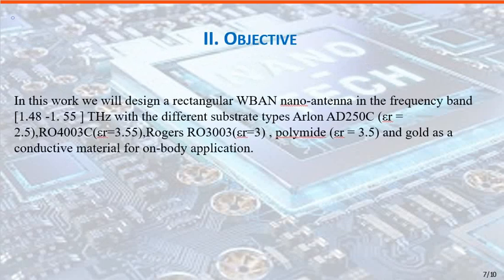The objective. In this work, we will design a rectangular wireless body area network nano antenna in the frequency band 1.48 to 1.5 terahertz, with different substrate types, Avalon AD 2050, Roger 3003, and polyimide, and gold as the conductive material for body applications.